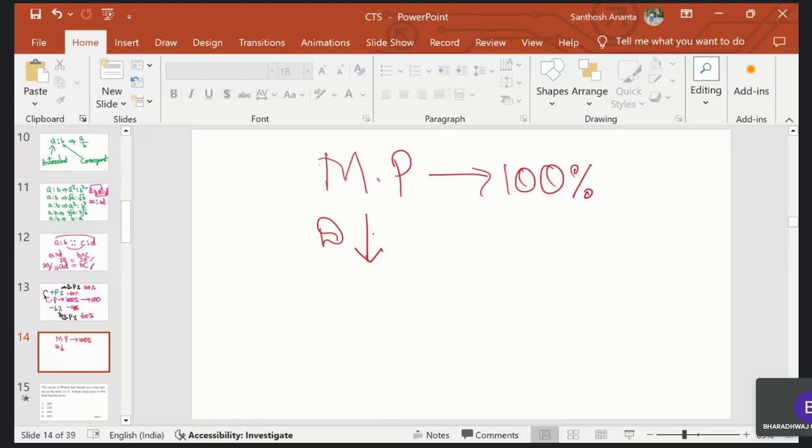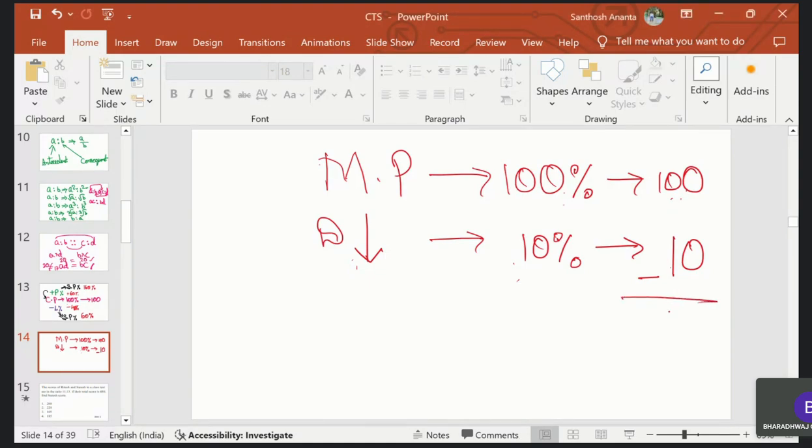Now you need to deduct the discount from the market price. Let us say the discount is 10 percent. The market price is 100 in terms of value, and in terms of percentages the market price is 100 percent. Now he's going to give you a discount of 10%. If 100% value is 100, then 10% value is 10. As it is a discount value, deduct this. If you deduct this discount from the market price, 100 minus 10, that is 90.